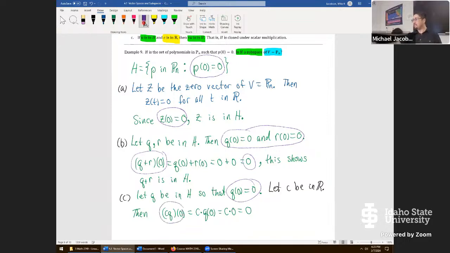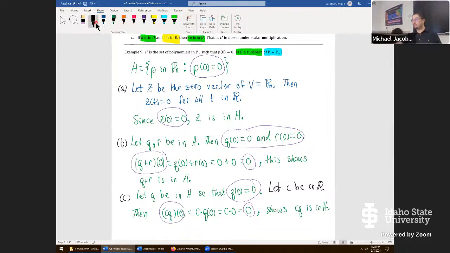So we connected this end, the left-hand side here, with this end, the right-hand side, which means we did just show set membership. So we'll say then that shows C times Q is in H. So the last one's done.